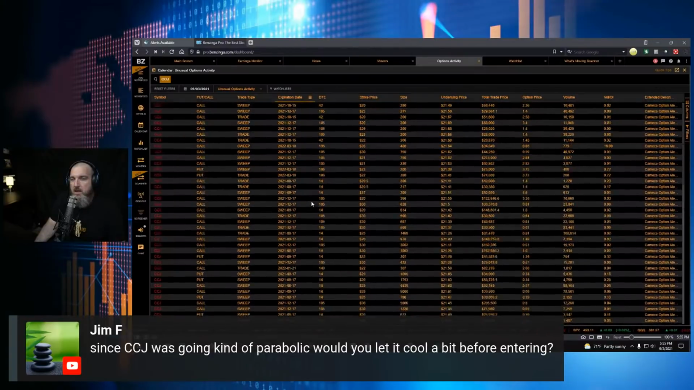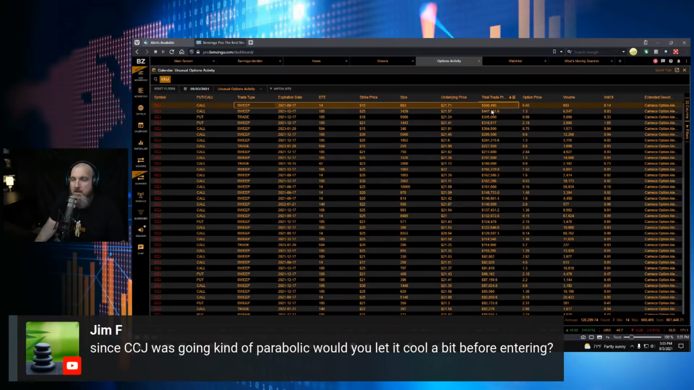This shows me I can very easily sort by size. I can see the really big orders. And again, here's another thing too. A lot of the orders were for 917. So some of the bigger volume orders, like this one right here, if you go by total trade price, the one that spent the most money was this 917. They spent $600,000 on contracts for the 15 hours.